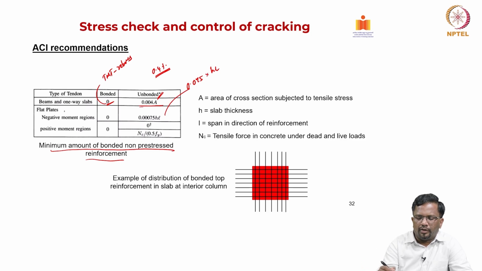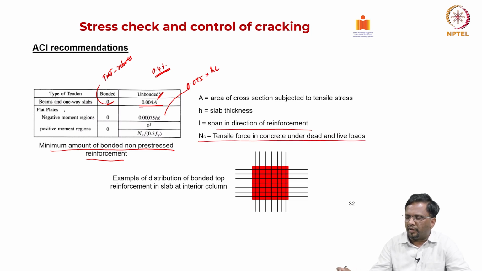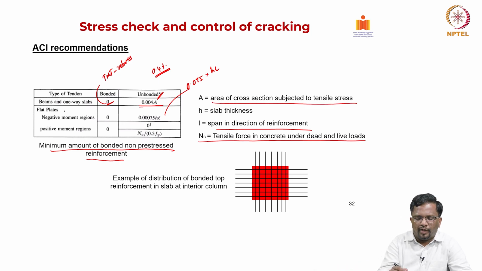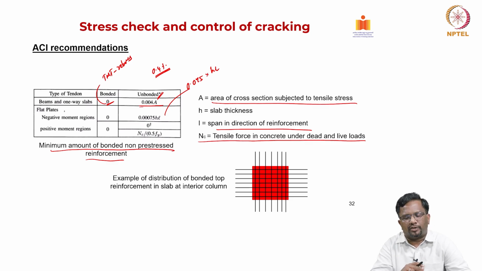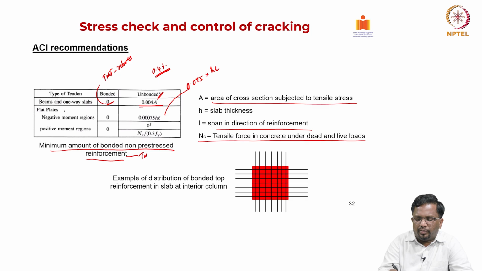So, similarly, for positive moment regions, you can see here that this depends upon the amount of compression that you have, Nc by 0.5 fy, right. l is the span in the direction of the reinforcement, Nc is the tensile force in the concrete under live and dead loads, and A is the area of the cross section subjected to tensile stresses. These are some of the ACI recommendations for the minimum amount of bonded non-prestressed steel. So, basically this is TMT rebar, right, our regular TMT rebar.